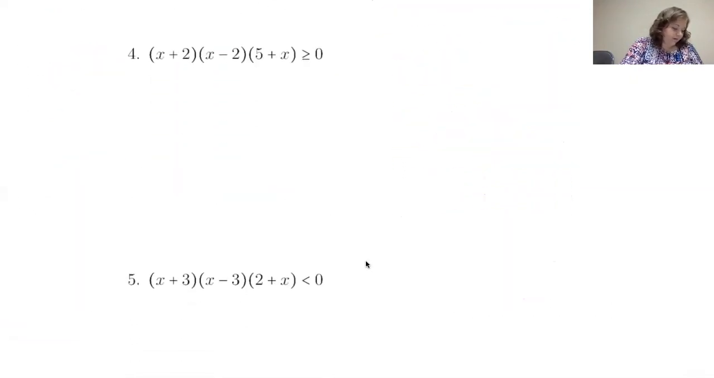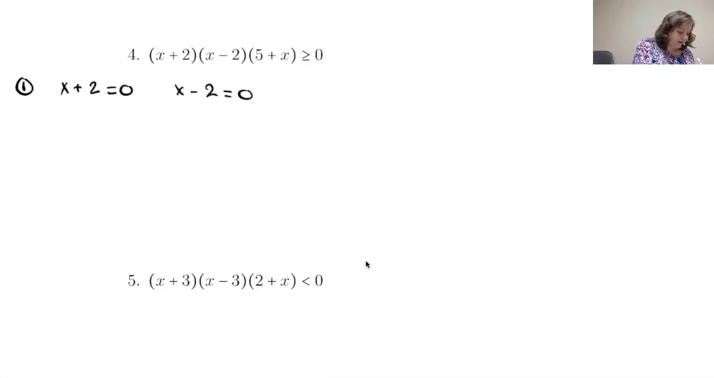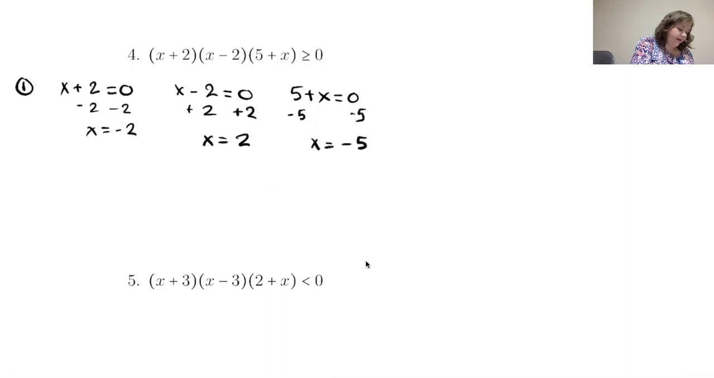All right, so now number 4, we'll do step 1, which is set it all equal to 0 and solve. x plus 2 equals 0, x minus 2 equals 0, 5 plus x equals 0. So subtract 2 here, x equals -2. Add 2 here and get x equals 2. And then we will subtract 5 on this one and get x equals -5.